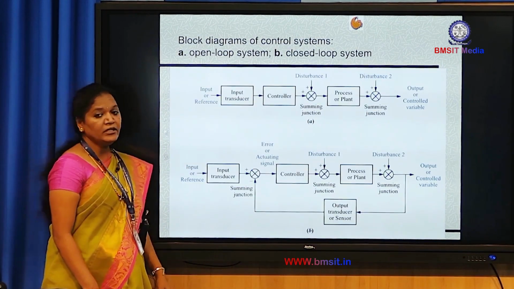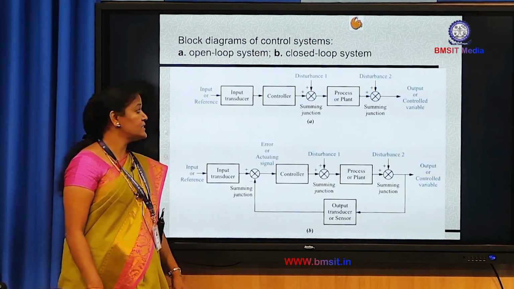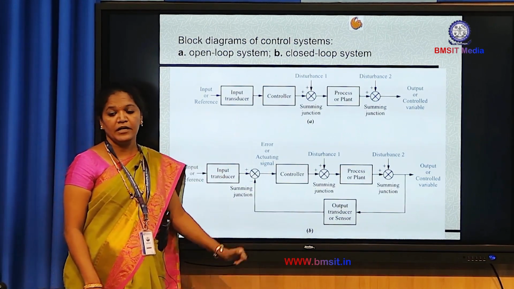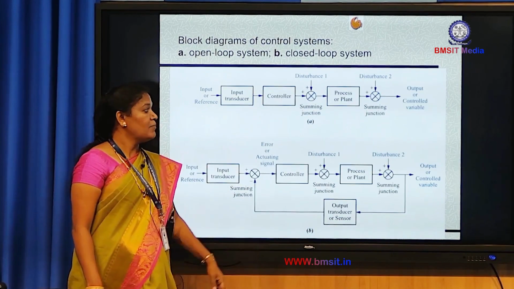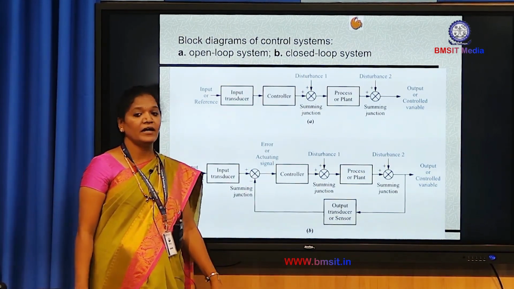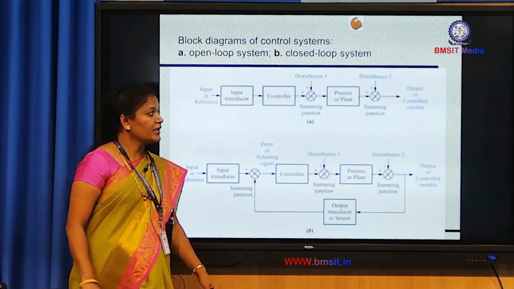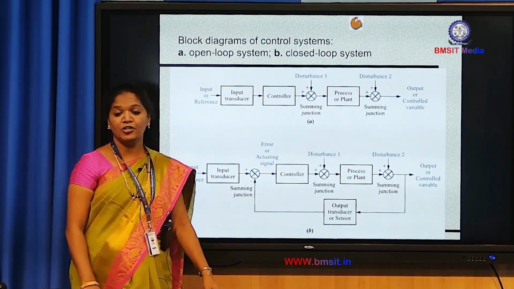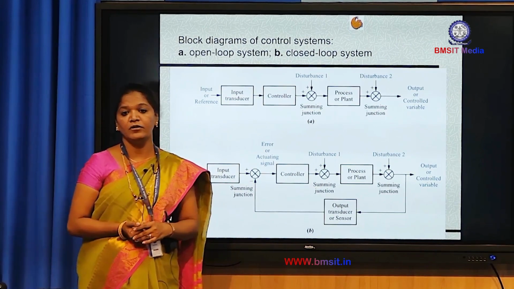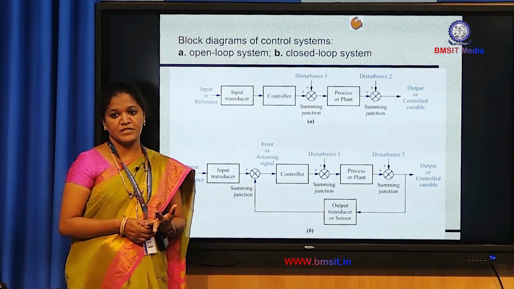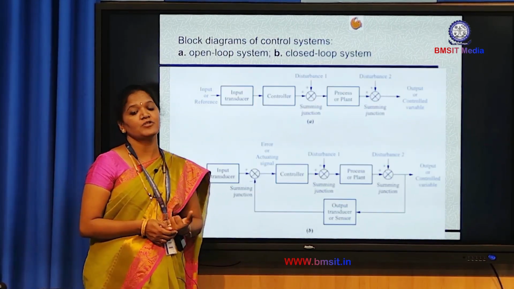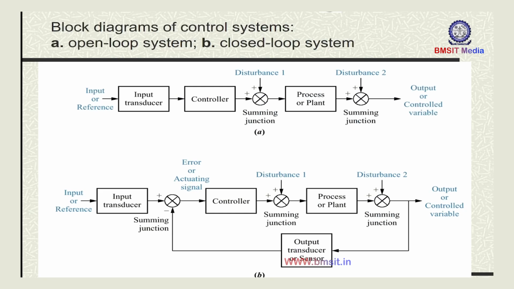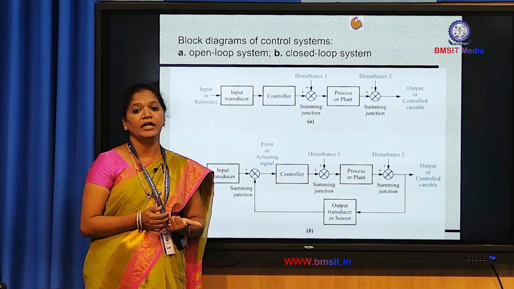So, the block diagram of a control system consists of input transducer, controller and summing junction, processor plant, and the summing junction again, then output. This is for the open loop system. There are two types of control system we have. One is the open loop system; as the name itself indicates, it is open. So, the accuracy of the output does not depend upon the input.